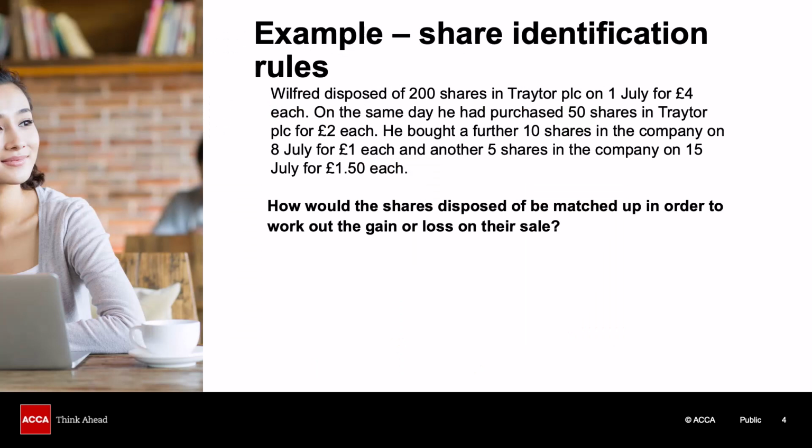We've got Wilfred, who disposed of 200 shares in Traitor plc on the 1st of July for £4 each. On the same day, he'd purchased 50 shares in the company for £2 each. He bought a further 10 shares in the company on the 8th of July for £1 each, and another 5 shares in the company on the 15th of July for £1.50 each. How would the shares disposed of be matched up in order to work out the gain or loss on their sale?